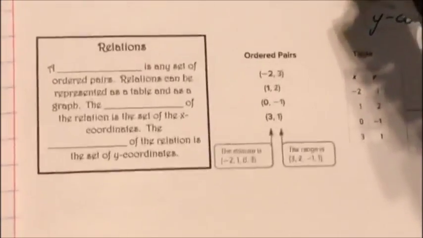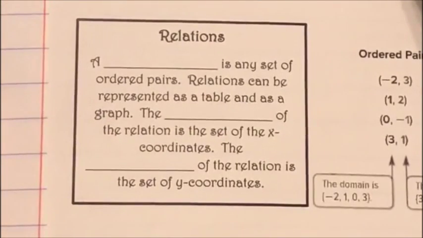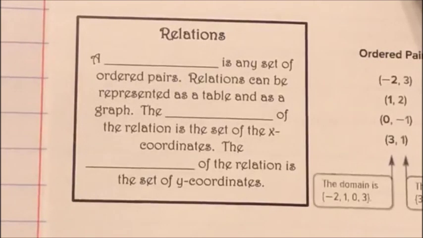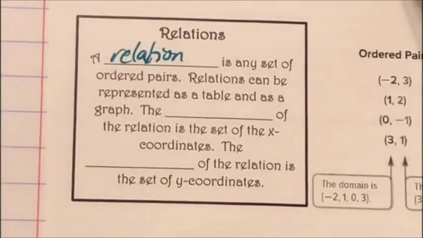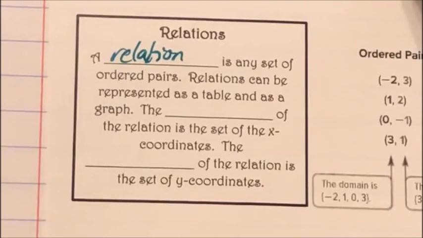Okay. So, relations. A blank is any set of ordered pairs. Relations can be represented as a table and as a graph. So in this first blank, you're going to write relation. So a relation is any set of ordered pairs. Relations can be represented as a table and as a graph.